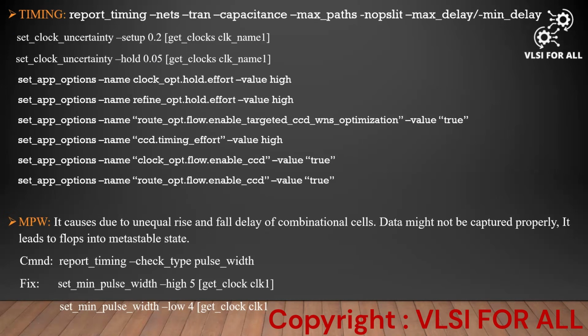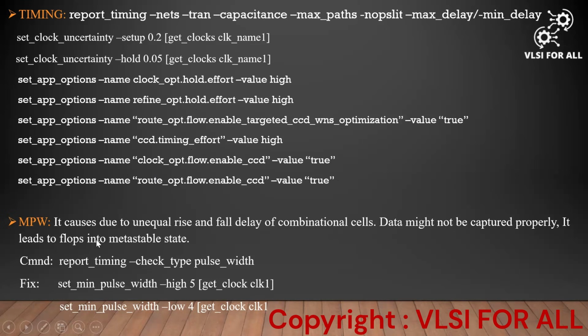So in general, what are the app options? We use different types of app options, which I have listed here. You can see, while building the clock tree and during clock optimization, we have to check whether the hold effort value is high or low. Likewise, we have to provide this one. And about the CCD timing and route flow CCD value, all these app option values, how they are set by default, whether true or false, low or high. Likewise, certain app options will be there, and according to that, we have to set them to high or true.